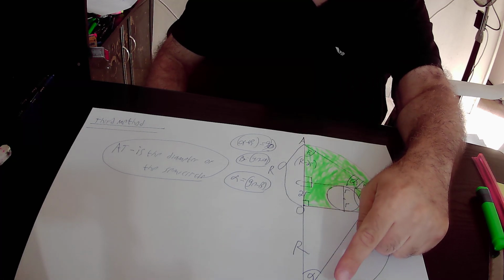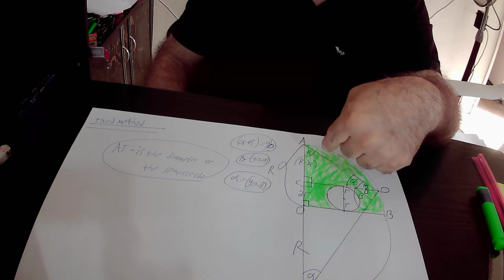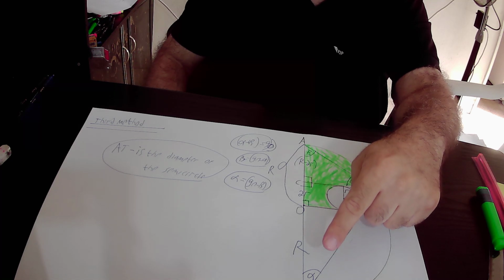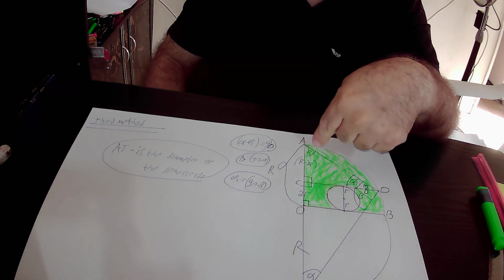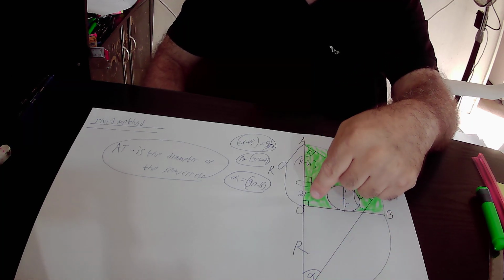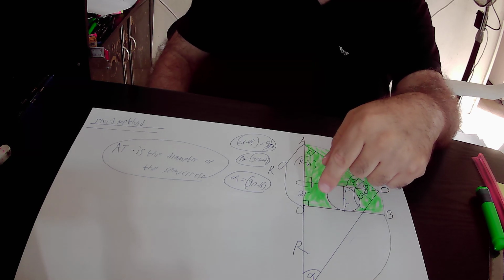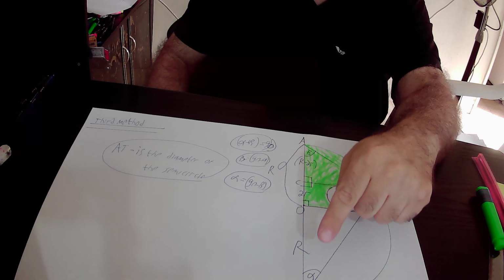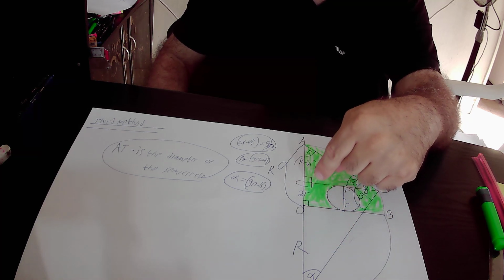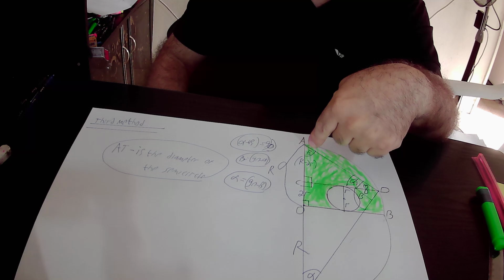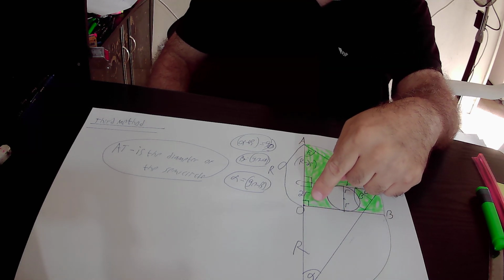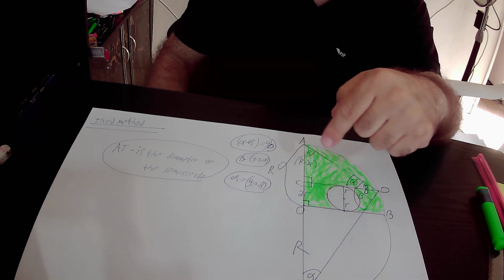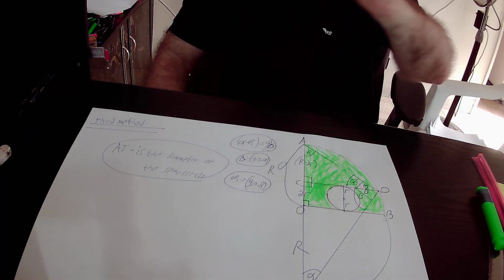AT is a straight line, therefore we can see AT as a chord. So we have here chord AT that passes through the center of this circle, and any chord that passes through the center of the semicircle must be the diameter of the semicircle. Therefore, chord AT that passes through point O, the center of the semicircle, must be the diameter. So AT is the diameter of the semicircle.